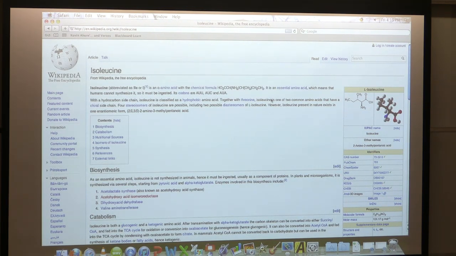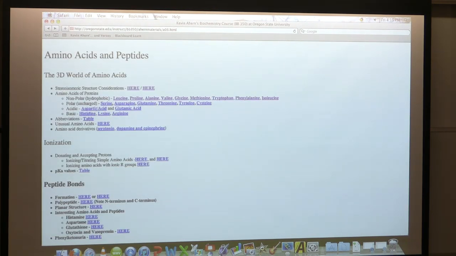Isoleucine, as its name implies, is related to leucine. It's simply a rearrangement of the carbons off that alpha carbon right there. All right.